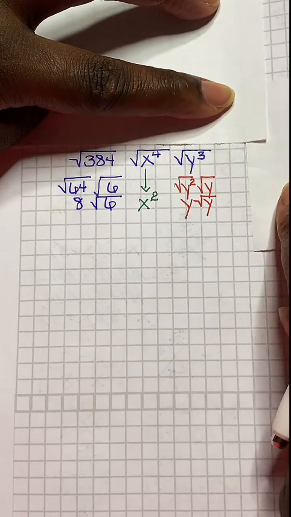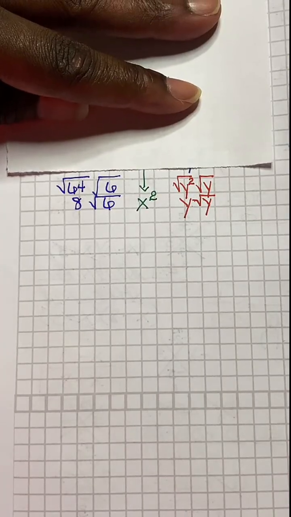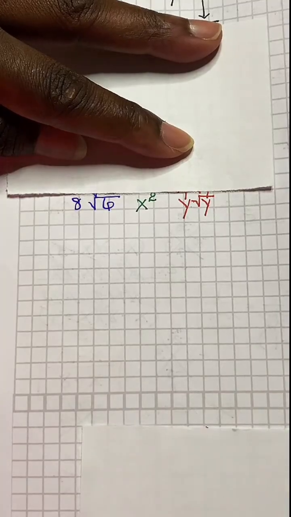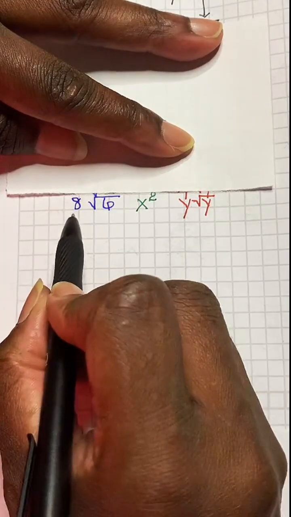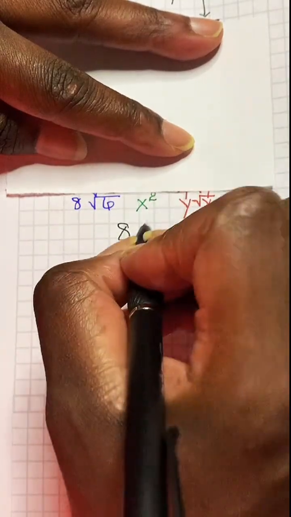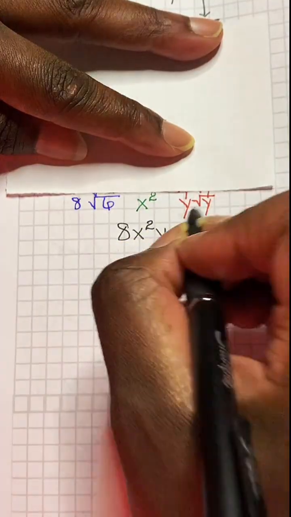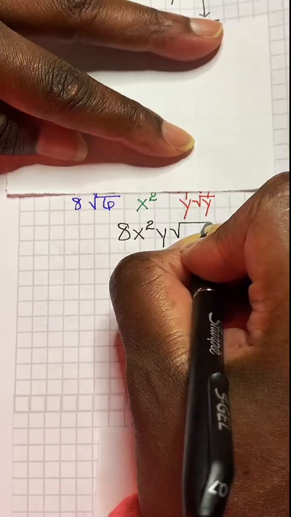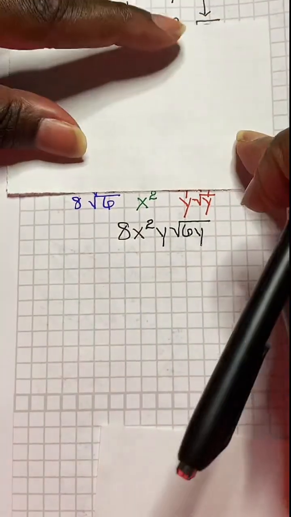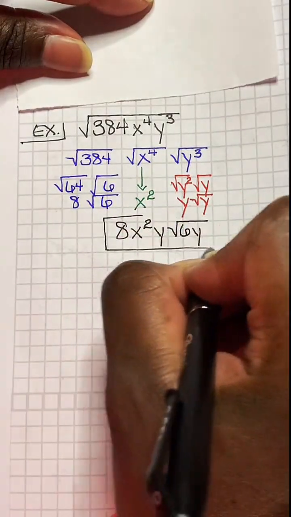All right. So these are all broken down. So what remains is whatever's not under a radical, we're going to put them together. So that will give me my 8x squared y. And what remains under a radical, we're just going to put them together, which is my 6y. All right. This is our answer.